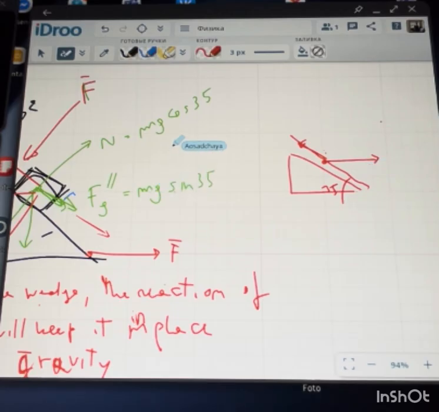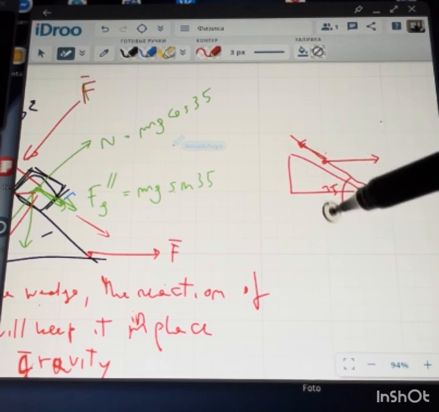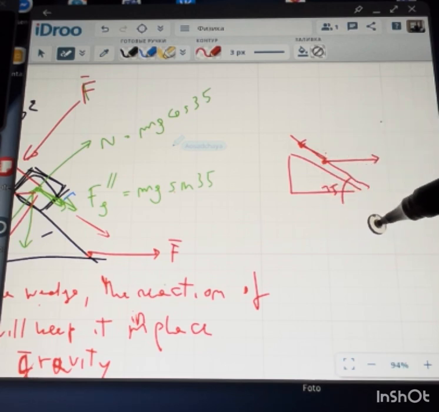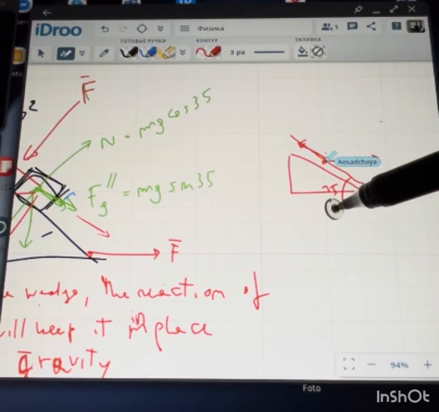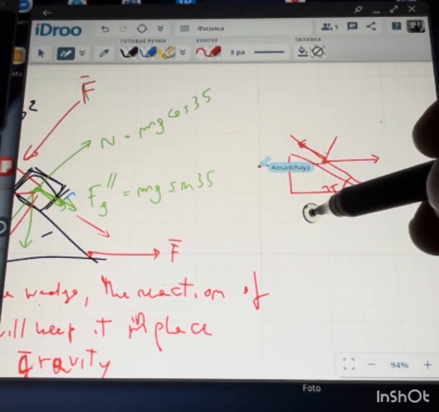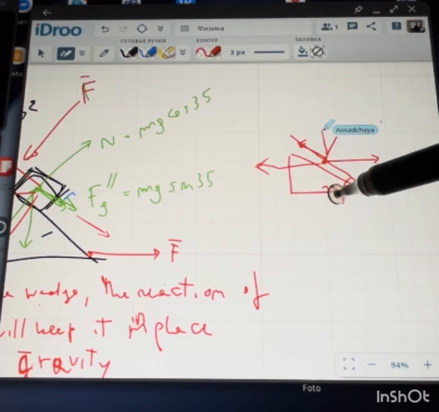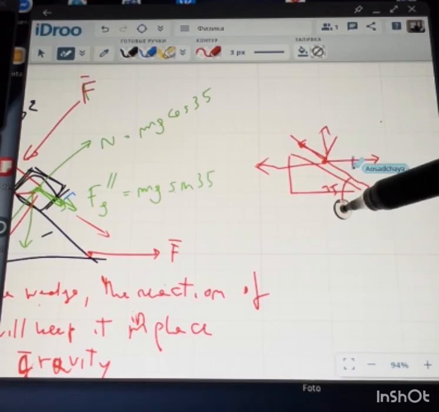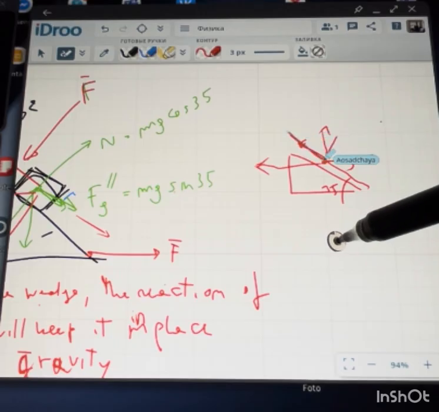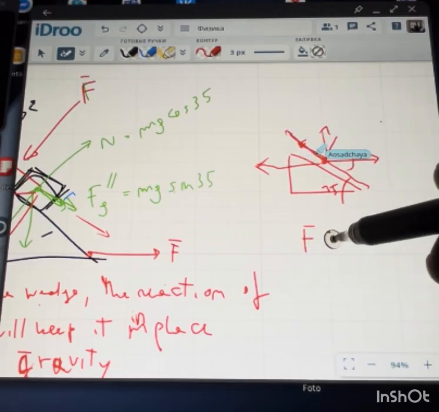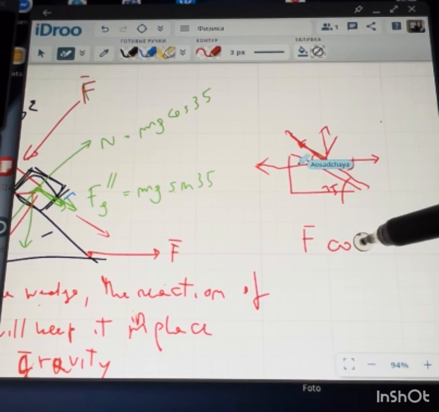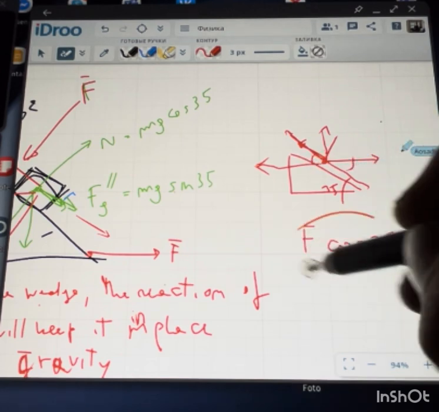Well, we know that this one is mass times gravity times sine 35, and the normal force, that's cosine. Is it like the normal? No, it's not. So this force is a component of these two vectors. It's decomposed along those ones. So it is F, and this would be cosine 35. Yes, cosine 35.